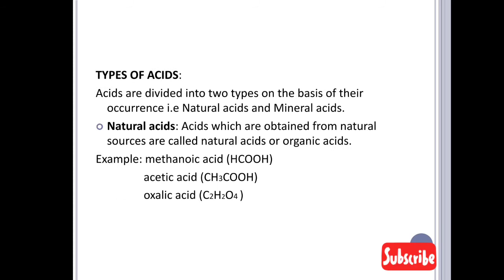These acids are also of different types. On the basis of occurrence, acids are of two types. One is the natural acid and the other one is the mineral acid. The natural acids, from the name itself we can know, are obtained from natural sources, and natural acid is also known as organic acid. Some examples of natural acids are methanoic acid, acetic acid, oxalic acid. All these acids are obtained from natural sources.